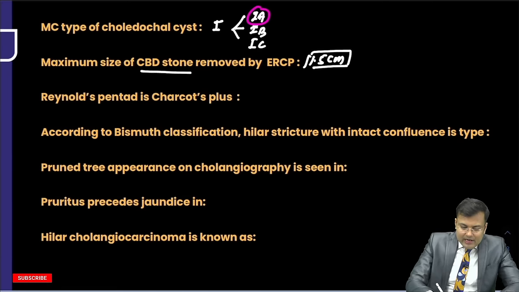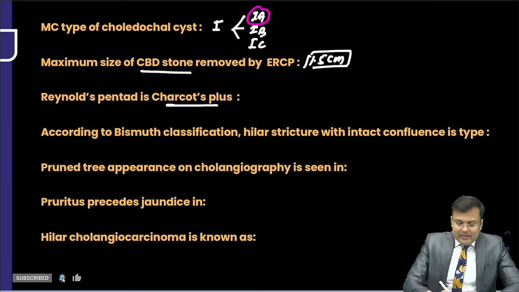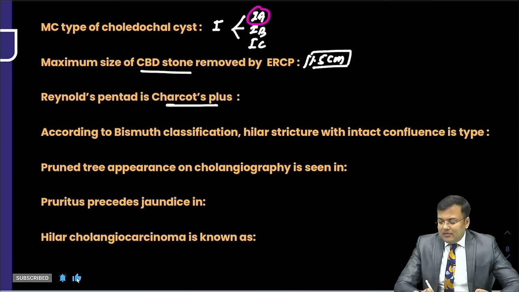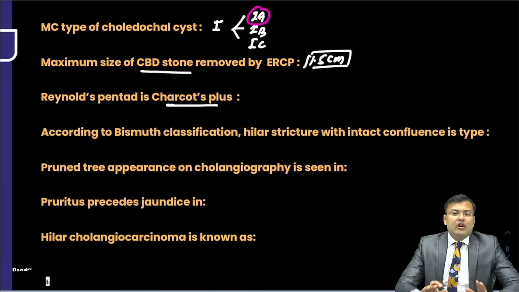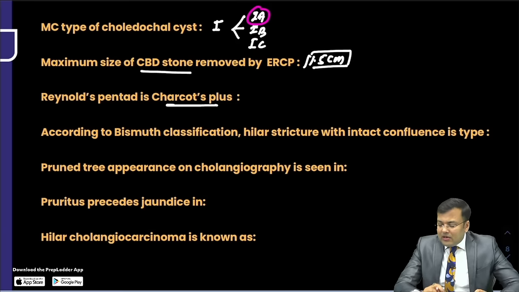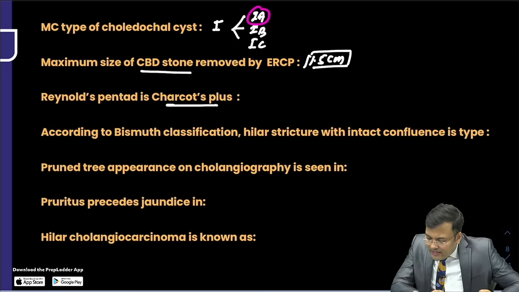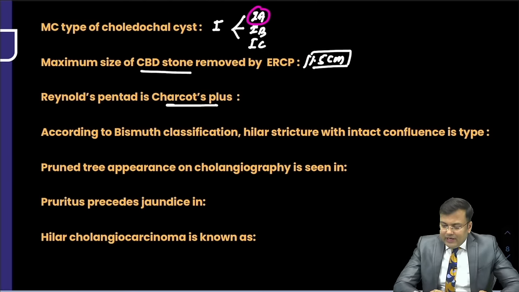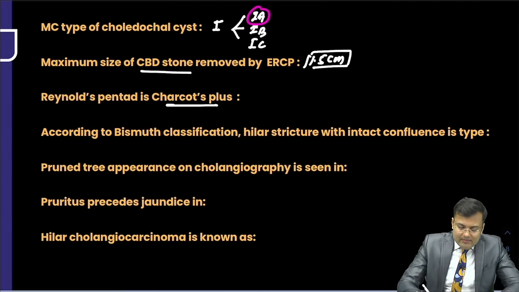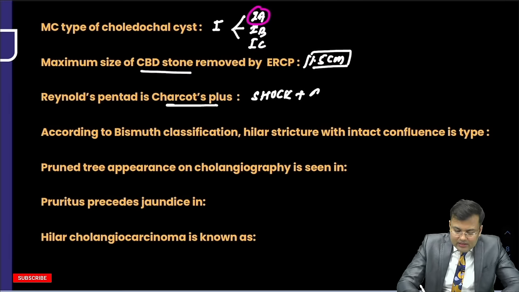Next question, Reynolds pentad. Charcot triad in cholangitis, it is Charcot triad plus shock. Channi Keshwani, shock and altered mental status. So it is shock plus altered mental status.